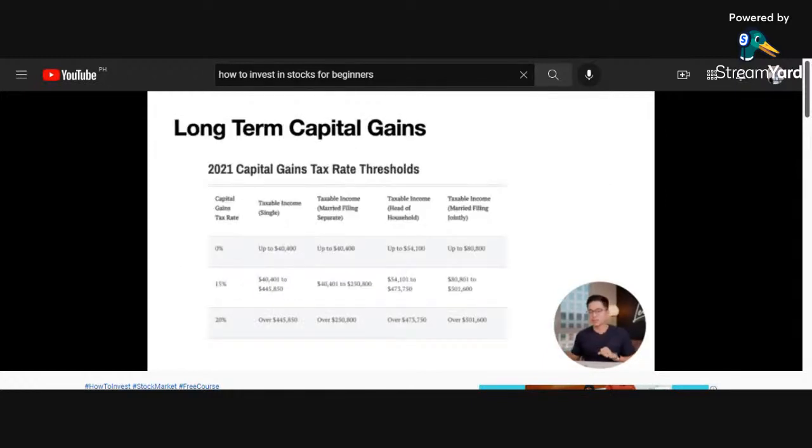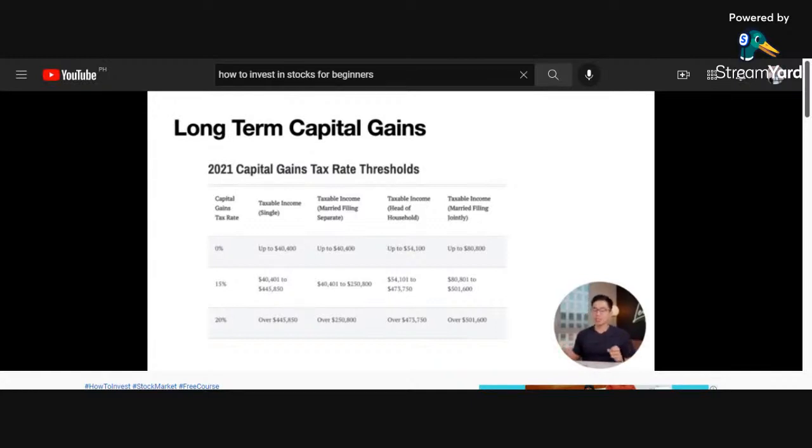Let's go into a little bit more detail about long-term capital gains. I think this is extremely important and just really shows you why it's important to hold for over 1 year. So in 2021, the capital gains tax rate thresholds are as follows. It's 0% if you make up to $40,400 as a single filer. It's 15% if you make between $40,401 to $445,850. And if you make over $455,850, then it's 20%.